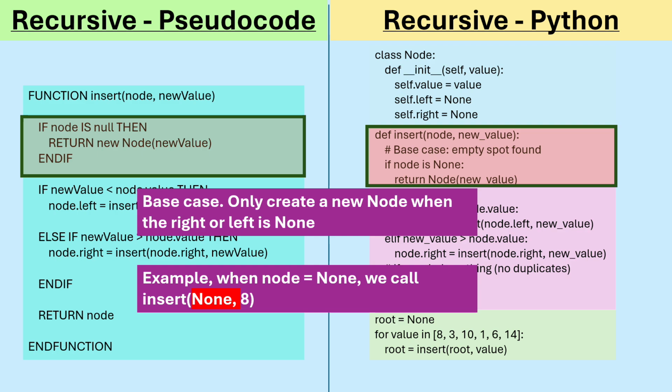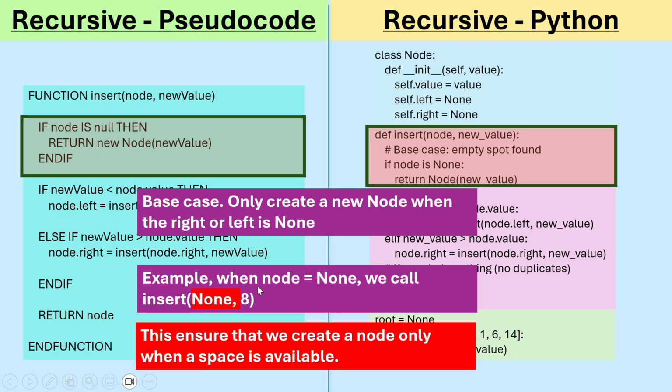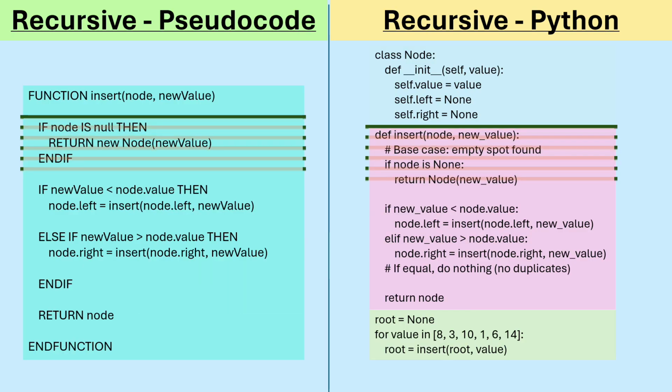It's a recursive algorithm as well. So it means that when we get to None, let's say 8 is the root, we create a new node. This ensures that we create a node only when a space is available. If the space is not available, our code is going to keep going, repeating itself until it finds a space.